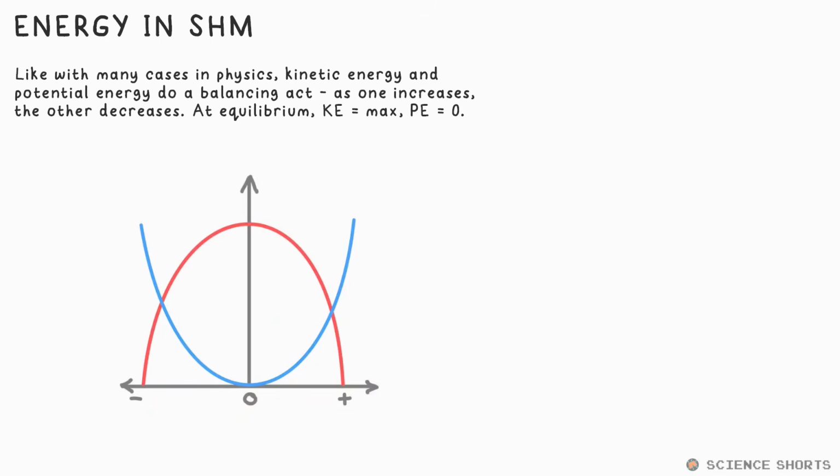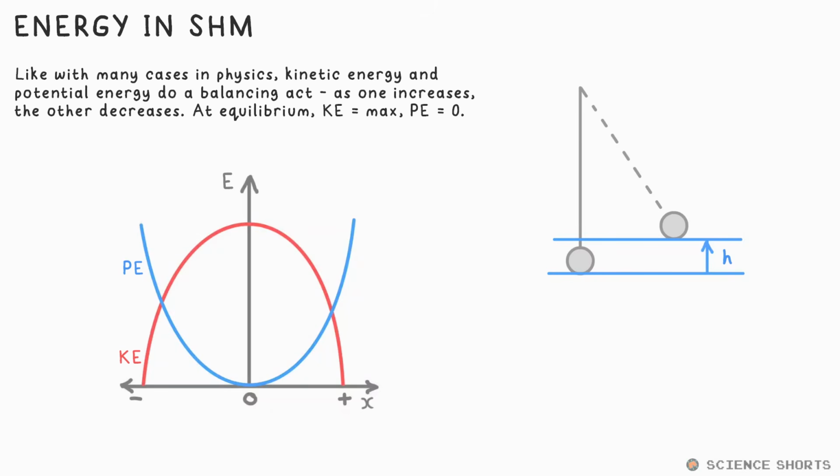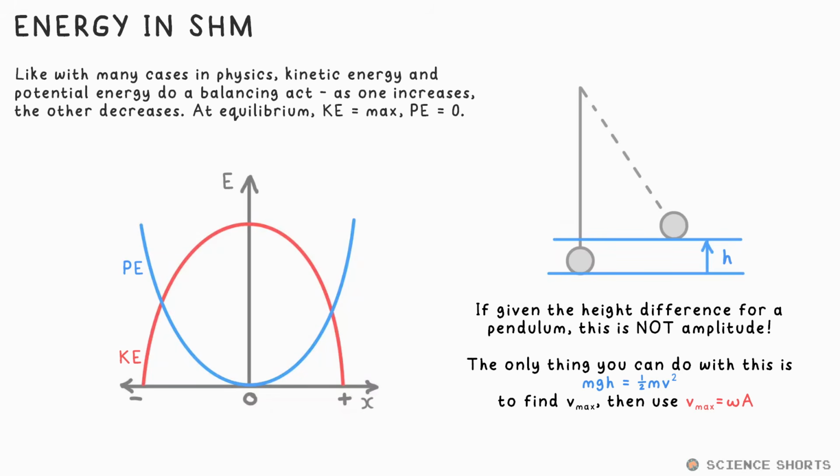As the object moves away from equilibrium, kinetic energy is turned into potential energy. In the case of a pendulum, that's gravitational potential energy. Be careful with displacement for a pendulum though. The displacement is roughly a straight line from equilibrium to where it is. It's not the vertical height it's moved. That means if you are given the maximum height of a pendulum, the only thing you can do is find out the GPE it has at amplitude, then equate this to the kinetic energy it has at equilibrium to find Vmax. Height is not displacement or amplitude for a pendulum. You can then find out more about the oscillations using Vmax equals 2 pi f A as before.